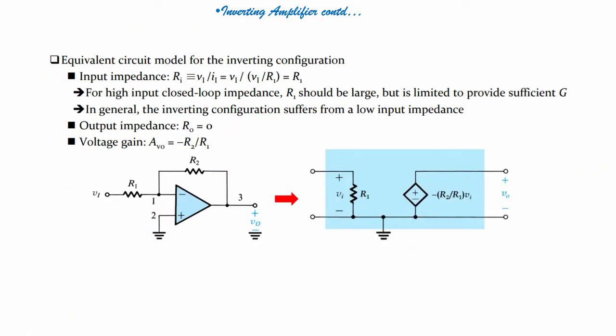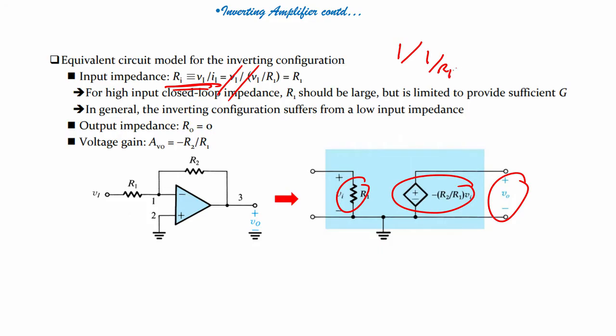Now, if I draw the equivalent circuit model of the inverting configuration, what will I have? I have R1, my gain is minus R2 by R1 into Vi, I have output voltage Vo, input voltage Vi. So, input impedance is Ri equals Vi by Ii or Vi by I1, equals Vi divided by Vi by R1, where Vi cancels. So, it is 1 divided by 1 by R1, which is equal to R1. That means my input impedance will depend on the value of resistor R1.